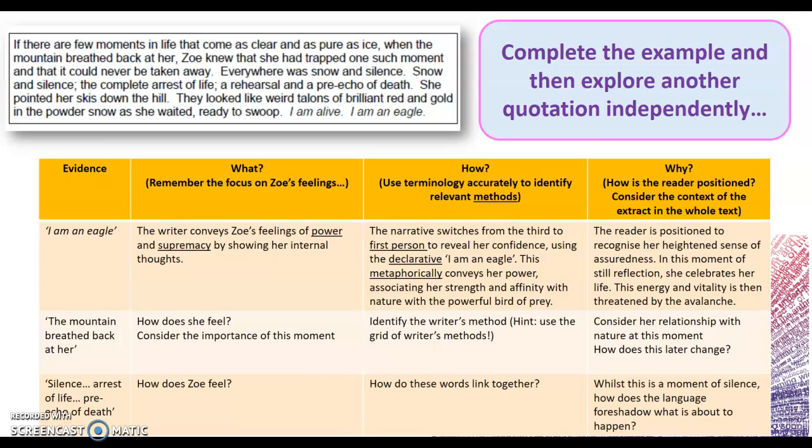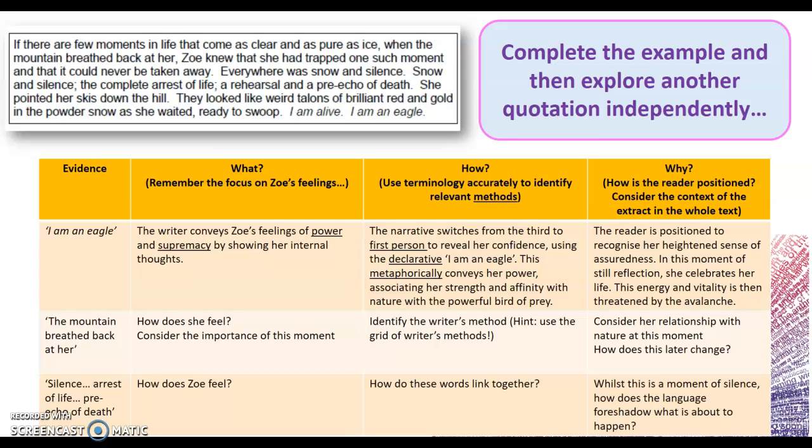The next two are incomplete. So what I'd like you to have a go at doing is to complete the examples that are on there, and then have a go at doing another one completely independently. So "the mountain breathed back at her". So think about, well, how does that show she feels? Again, maybe thinking about the relationship between her and the mountain, that sense of affinity with nature, being at one. And consider how important this moment of stillness is given what happens next.